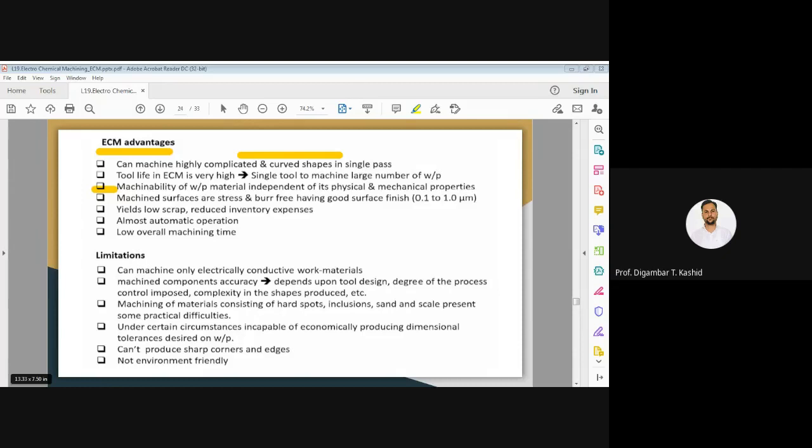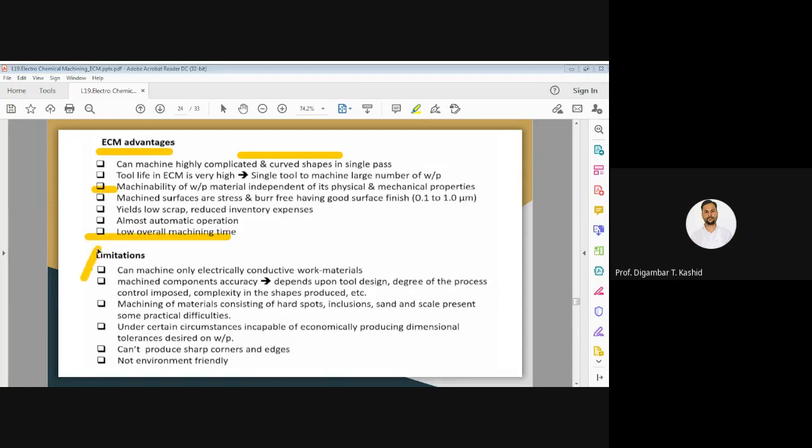The next advantage is low scrap rate, and reduced inventory expenses. Almost all the operations are automatic, and due to that the overall machining time is low, so the scrap rate is very low. The inventory expenses are reduced because of automation in operation, and the overall machining time is also very low. So these are the advantages.